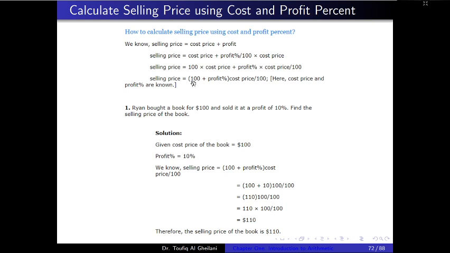We apply this formula: (100 plus profit 10), close the bracket, times the cost 100, divided by 100. So 100 plus 10 will give us 110, times 100 divided by 100 is 1, so 1 times 110 will give us $110. So the selling price of this book is $110.